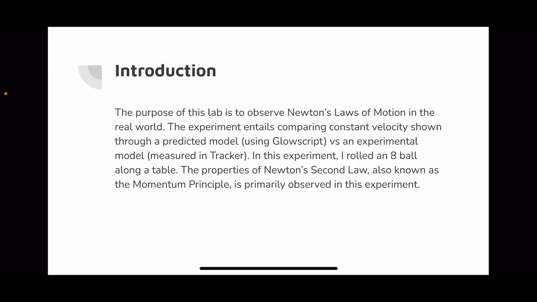So for an introduction, the purpose of this lab is to observe Newton's laws of motion in the real world, and this experiment entails comparing constant velocity shown through a predicted model using GlowScript versus an experimental model measured in Tracker. In this experiment, I rolled an 8-ball along a table, and the properties of Newton's second law, also known as the momentum principle, is what is primarily observed in this experiment.